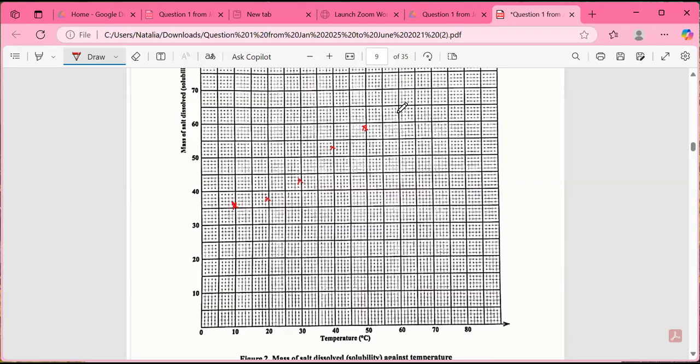60. Where does the graph stop? 70 is where it stops, right? So 60 would be 59.